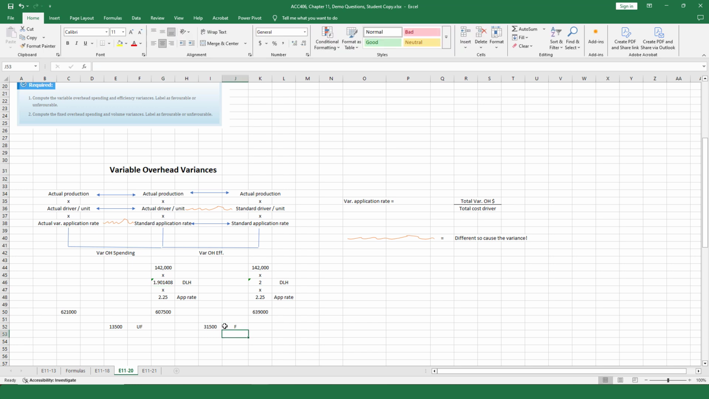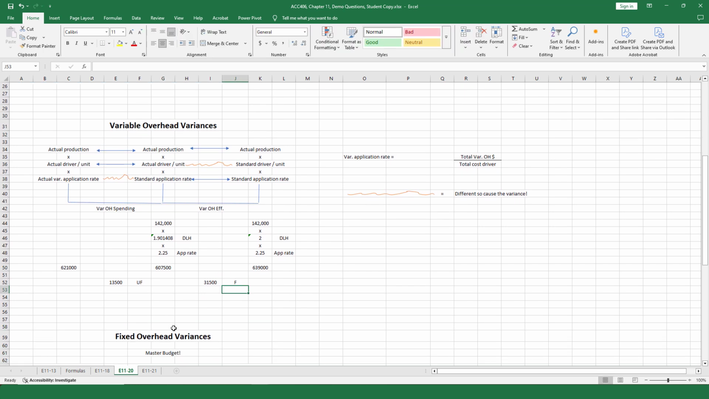This is favorable. Now, if I wanted the total variable overhead variance, if they are both favorable, I add them. If they are both unfavorable, I add them. But if they are the opposite, I take the larger number and I subtract the smaller number. This is 18,000, and of course, favorable was larger, so this is 18,000 favorable. That's how to calculate the variable overhead variances.